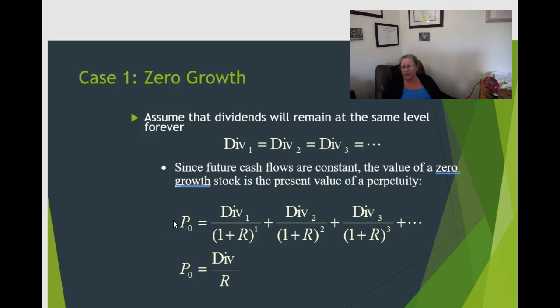This is the long way. P sub 0 is equal to div sub 1 divided by 1 plus the market rate to the first power, plus dividend sub 2 divided by 1 plus the market rate to the second power, plus dividend sub 3 divided by 1 plus the market rate to the third power, and this just keeps on going. We can condense that down into this simple formula. P sub 0 is equal to the dividend divided by the market rate. So it's relatively simple. You just need to know what the dividend is and what the market rate is.